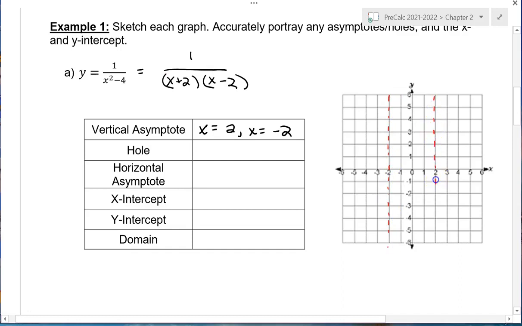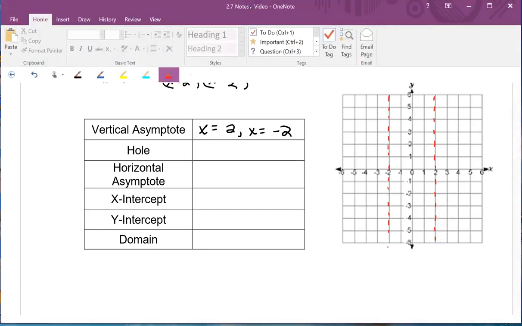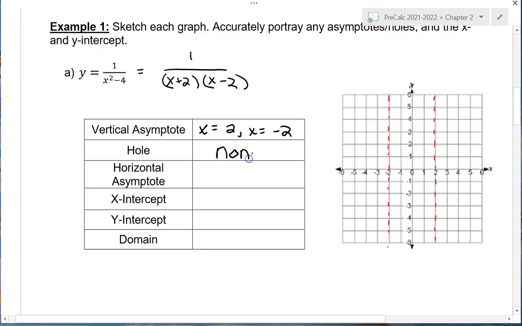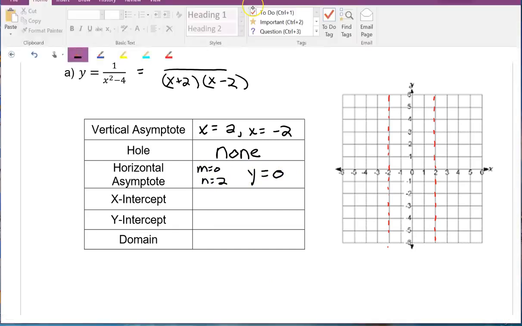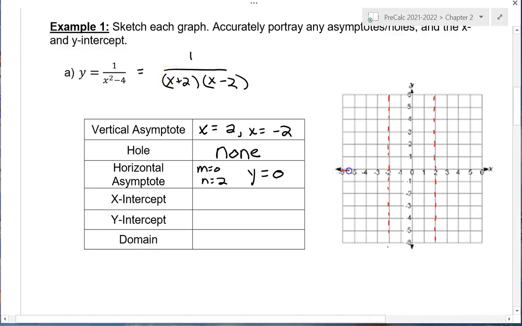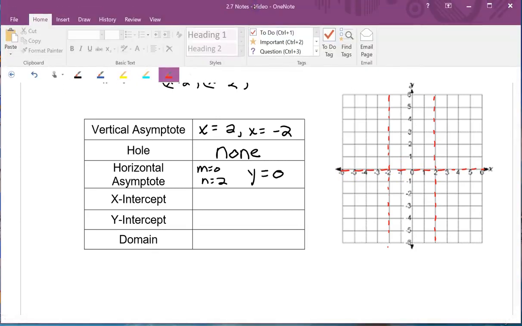All right, next thing, holes. Well, nothing canceled, so we don't have any holes. Next, horizontal asymptote. Look at the degree of your numerator and the degree of the denominator. Numerator is 0 degree, denominator is 2. So n equals 0, n equals 2. That means we have a horizontal asymptote on the x-axis at y equals 0. So I'm going to use red and I'm going to sketch that in as well. Okay, asymptotes are sketched.